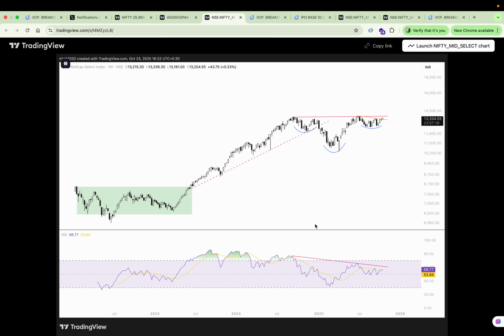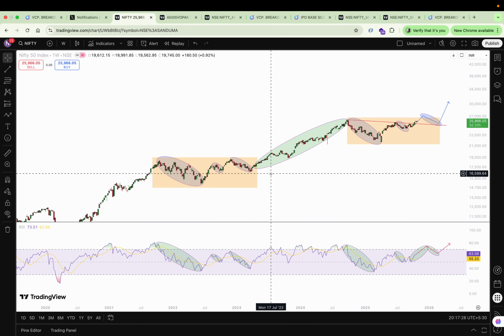So today we are going to cover some of the indices like mid caps, small caps, Nifty, and we will also try to cover some of the sectors and also we'll cover some stocks like last time. So last time we discussed small caps and Nifty. It's moving in the same way which we have plotted earlier. So let's start with Nifty first.